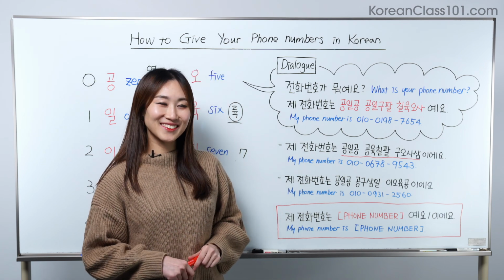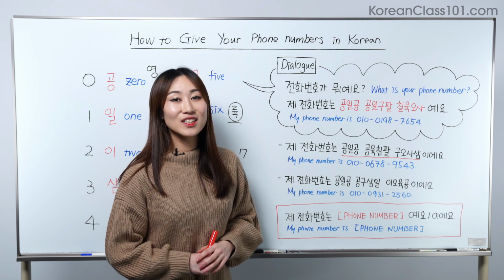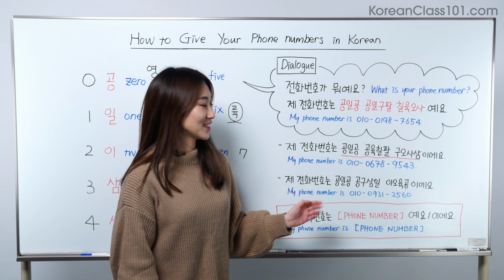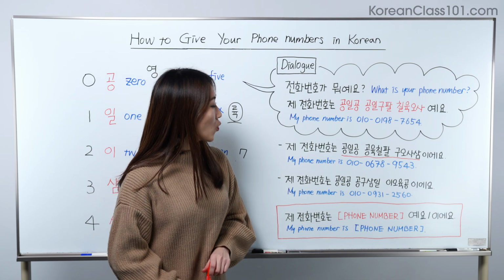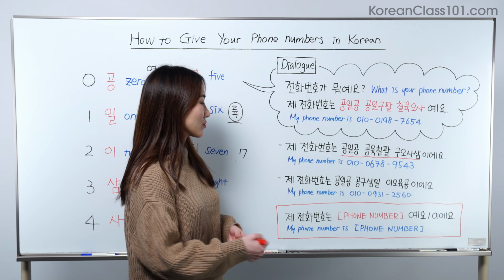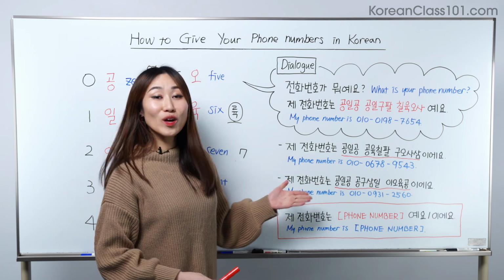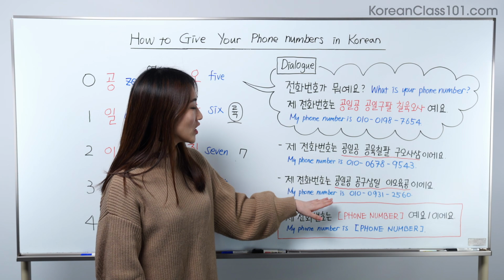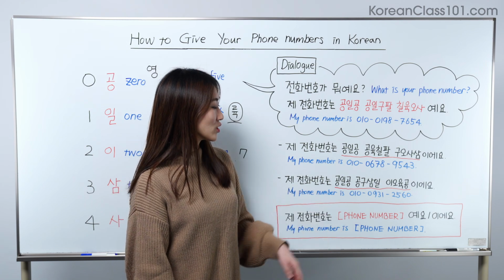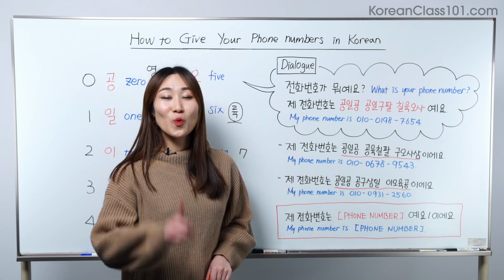So let's look at one more example. 제 전화번호는 010-0931-2560이에요. Numbers are used here. 제 전화번호는, again, my phone number, 010-0931-2560이에요. Why did I use 이에요?